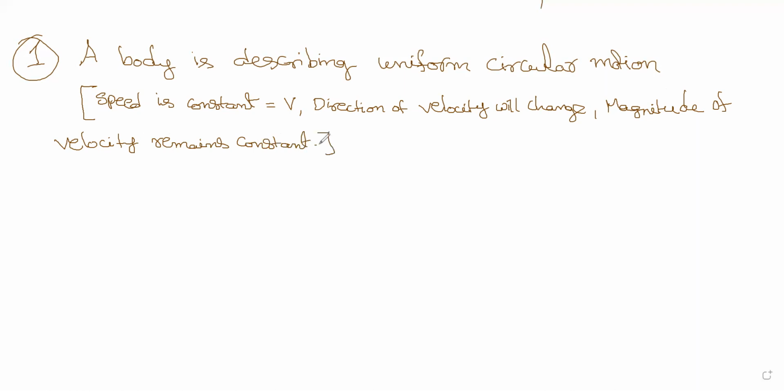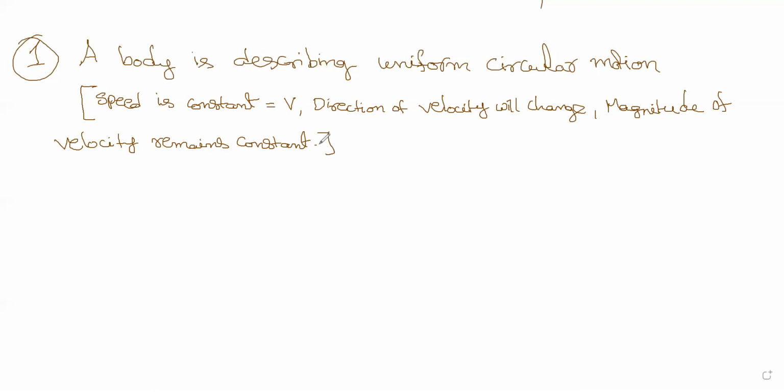So this is the fundamental idea you have to remember for uniform circular motion. A body is describing uniform circular motion means speed is constant and direction of velocity keeps changing. Magnitude of velocity means it is speed only. That remains constant.